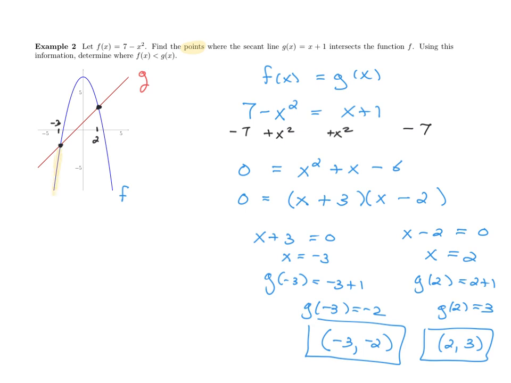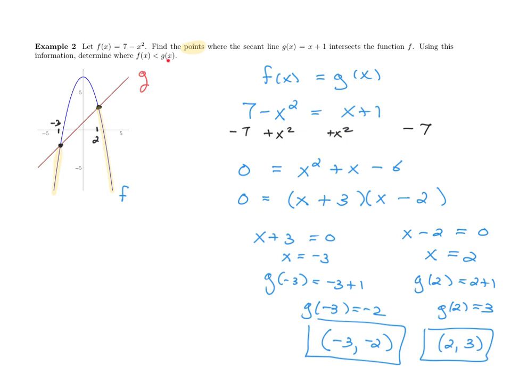Are there any other spots on the graph where this is true? And the answer is, well, yeah, over here. This is f. This is g. F is lower than g, so that means less than. So I have this stuff as well.